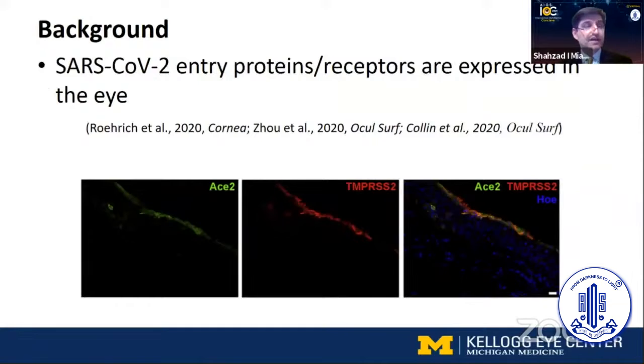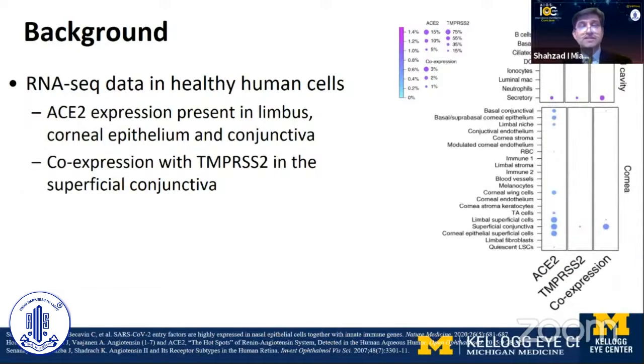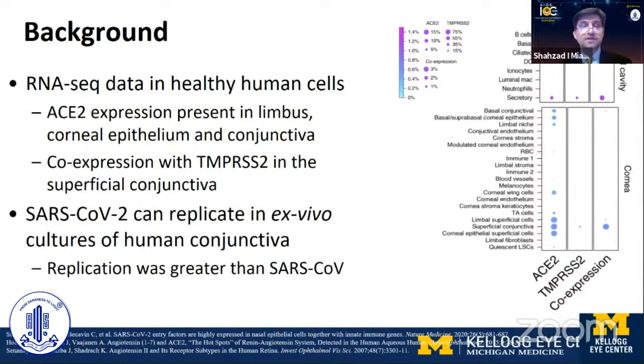The SARS-CoV-2 virus uses its spike protein to bind to angiotensin converting enzyme 2 as a receptor on human cells, along with the transmembrane protease serine type 2 protein, which acts like an enhancer to allow viral entry into host cells. The ocular surface cells of the cornea and conjunctival epithelial cells have been shown to express ACE2 and TMPRSS2. In fact, RNA sequence data in healthy human cells has shown ACE2 expression in the limbus, corneal, and conjunctival epithelium, and again, co-expression with TMPRSS2 in the superficial conjunctiva.